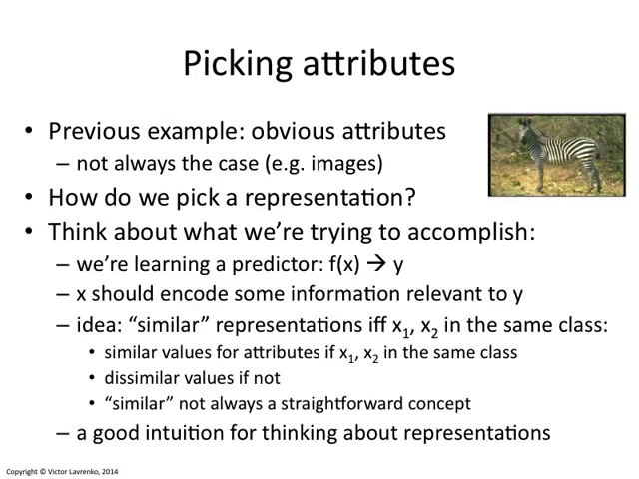The guideline is, think about what you're trying to do. What we're trying to do is learn a predictor. So we're trying to learn a function f that will take our representation, x, our attribute value pairs, and predict something. True, false, or a number, or something else. So naturally you should pick x's that give some information about what you're trying to predict. Now that's actually pretty hard.